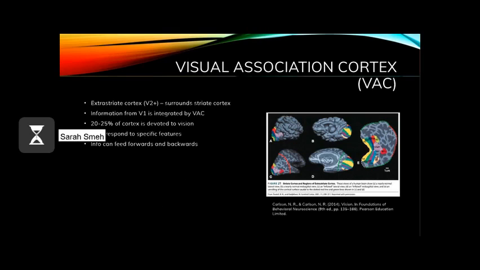The visual association cortex, or the extrastriate cortex, V2, surrounds the striate cortex. This is used for further analysis of visual information. Information from V1 is integrated by V2. 20 to 25% of this cortex is devoted to vision. Cells respond to specific features. Information can feed forwards and backwards through this cortex.